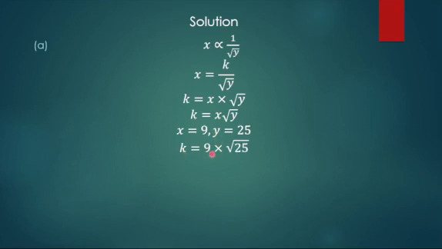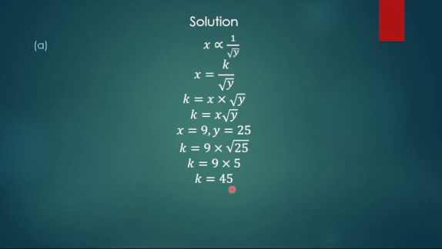Okay, so you have k times root 25. Now root 25 will give you what? That will give you 5. So you now have k is equal to 9 times 5, and that is simply 45. So with this, we have found the constant of proportionality, which is k.